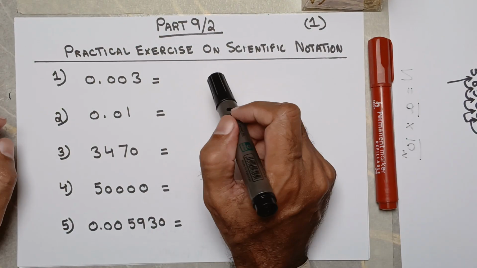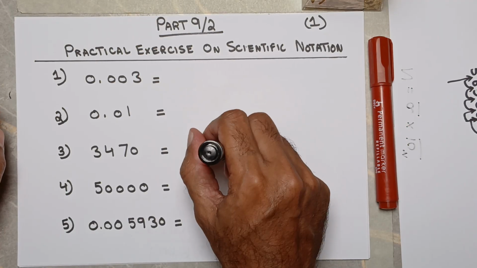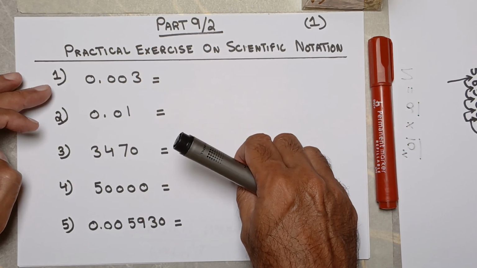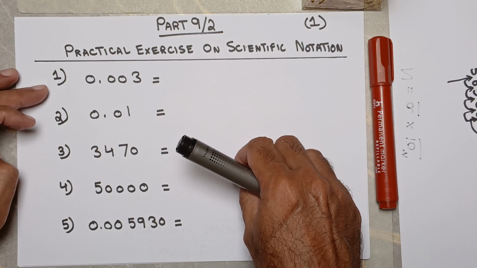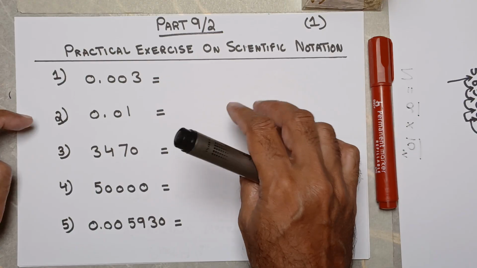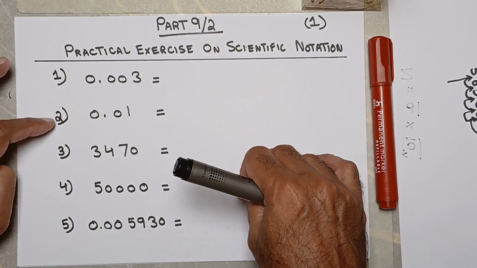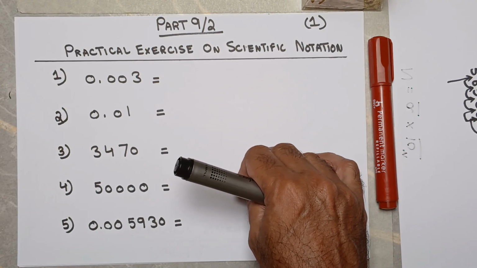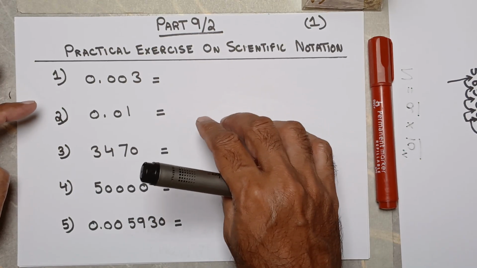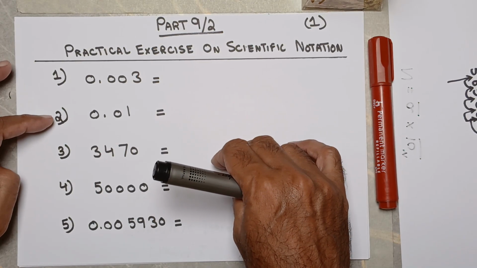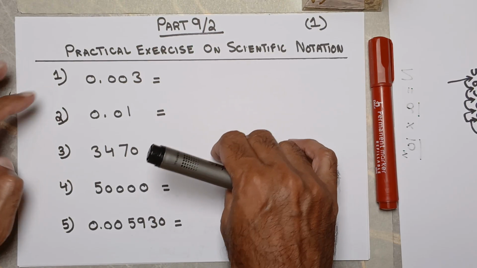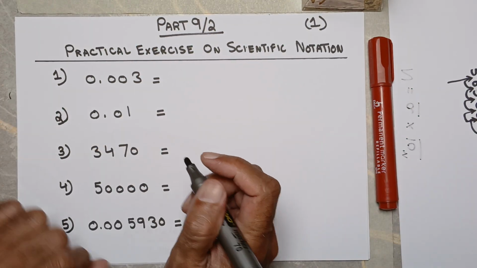Now let's move on towards our exercise. This exercise comprises 20 questions, and I am going to solve the odd numbered questions. Why? Because I want you to practice the even numbered questions, like 2, 4, 6, 8, 10, 12 on your own, and in the next video I'm going to share with you the even numbered questions and their solutions. So let me move on towards question number 1.